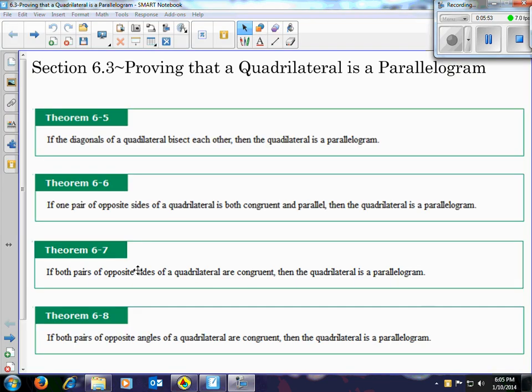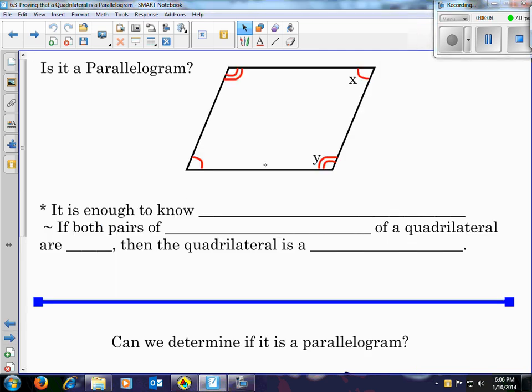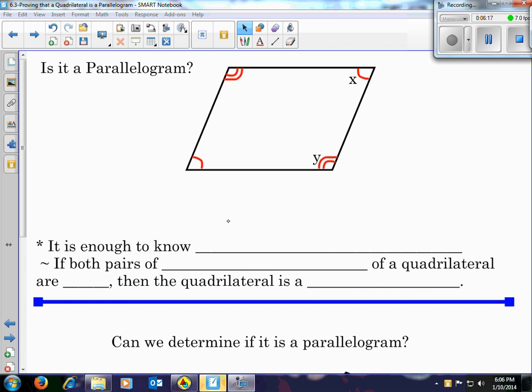And finally, we are to our last theorem: if both pairs of opposite angles of a quadrilateral are congruent, then the quadrilateral is a parallelogram. On the next slide, we are going to flip and talk about that right here. I'm going to move this out of the way a little bit.